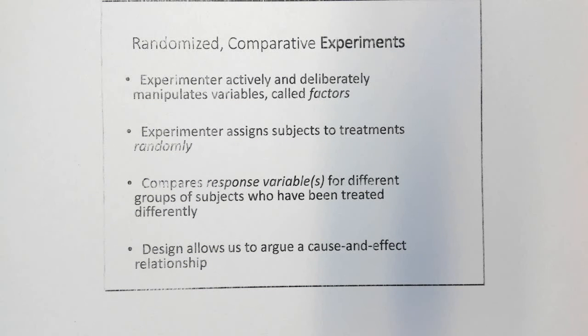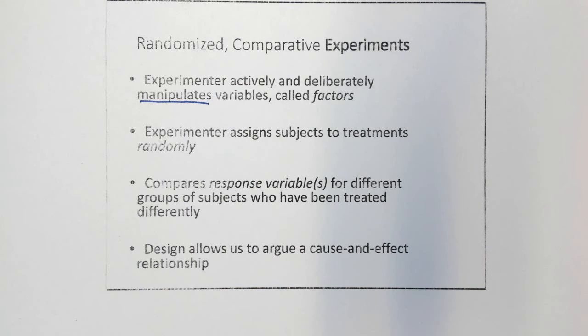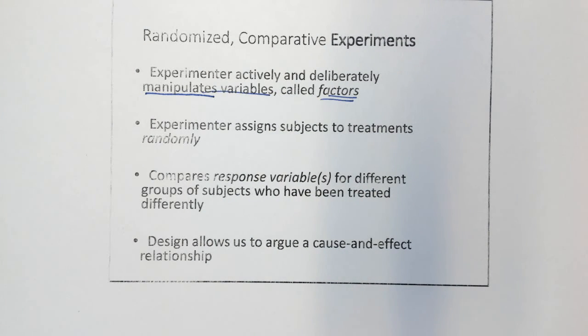Thank goodness. All right, so in randomized comparative experiments, the world is really, really different because in an experiment, in a research lab, in a social sciences lab situation, the experimenter gets to manipulate things. You get to decide who gets the vitamin B12 supplement and who does not. So you get to prescribe something. So that's the big difference. Underline the word manipulates. The experimenter, who is also the researcher, actively and deliberately manipulates variables. And those variables have a name. They're called factors. So that's a really important vocabulary word.